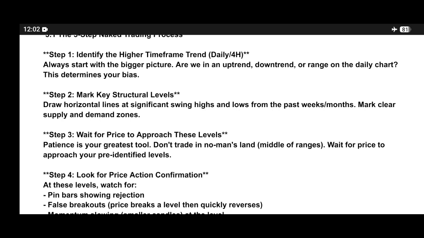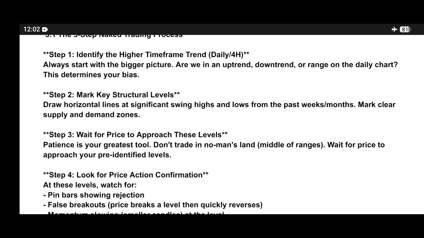Then step 3, wait for price to approach these levels. Once you have marked your key structural levels, which is the support and demand zone, or supply and demand zone, or support and resistance zone, then the third step you need to follow is what? Wait for price to approach these levels. Patience is your greatest tool as a trader. So you need to wait patiently for the price to approach this level. Don't trade in no man's land.